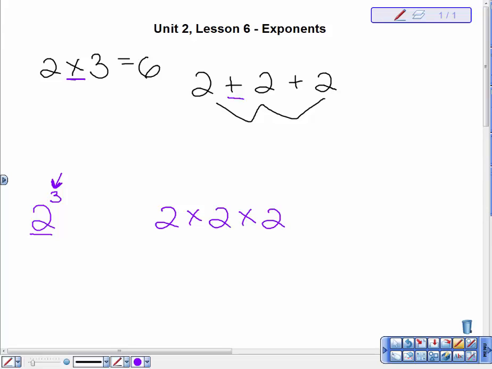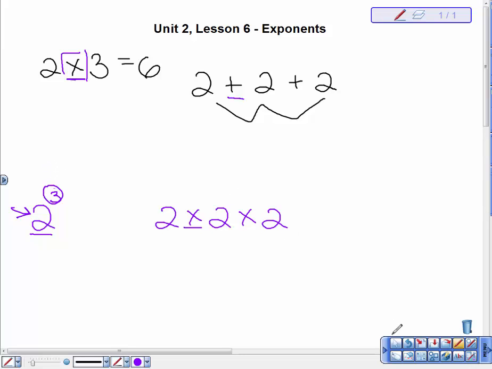So exponents are different than multiplication in the sense that in a multiplication problem, like I said, we're adding the same number over and over again. This little baby exponent tells me that I'm multiplying the same number over and over again. So if I take 2 and I multiply it by itself, I'm not multiplying it by 3, I'm not multiplying it by any other number. When you're using exponents, you take whatever your base number is and multiply by itself this many times.